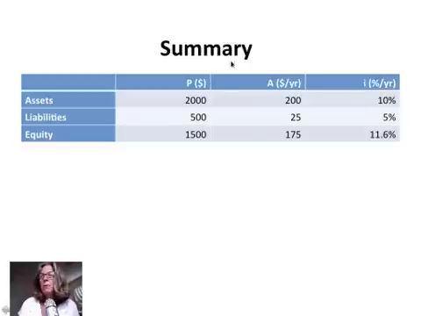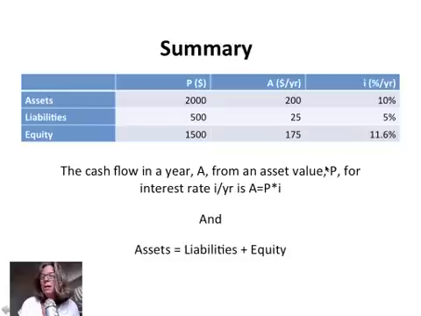So if I look at a summary table, remember we had $2,000 of assets, liabilities of $500, and that means equity is $1,500. The cash from the assets was $200, minus the interest left $175. And if we just divide this all out, we get 11.6%. Now the summary here is that the cash flow in any year A from an asset P at an interest rate I is equal to A = P × I. I don't know if you remember this equation from engineering economy. Maybe you can look it up and see when this equation is used in engineering economy. And then the basic equation is assets equal liabilities plus equity. For your homework, you're going to enter when this particular equation is used in engineering economy. I want you to look that up if you can remember.